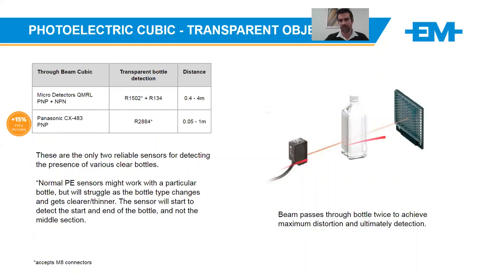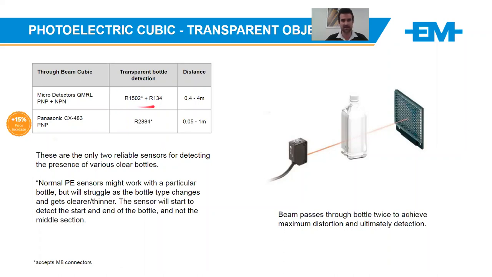The reason why retroreflective is preferred for transparent detection is that the light beam passes through the bottle twice. If you're using a through beam system, obviously the light beam only passes through once. By allowing the light to pass through the bottle twice, it gives that reflected light the greatest distortion possible, which would help the sensor in detecting the presence of a bottle. So these are the only two sensors I would advise for transparent bottle detection.